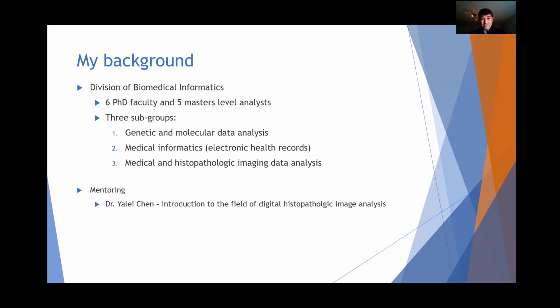And that really grew out of a mentoring relationship that I had with Dr. Yale Chen, who's since left the group. But he really introduced me to this field of digital histopathologic image analysis. And a lot of the work that I'm going to present today is work that he did in collaboration with me.